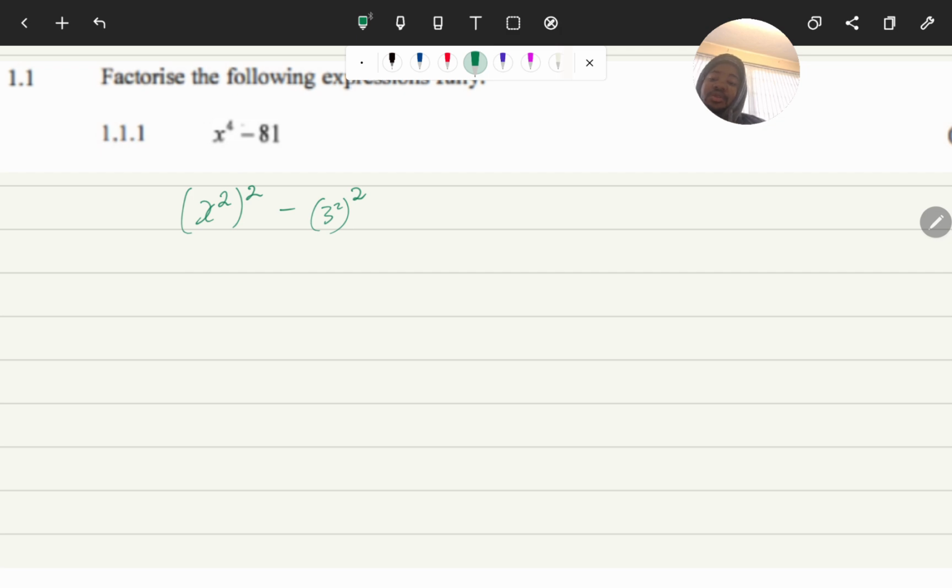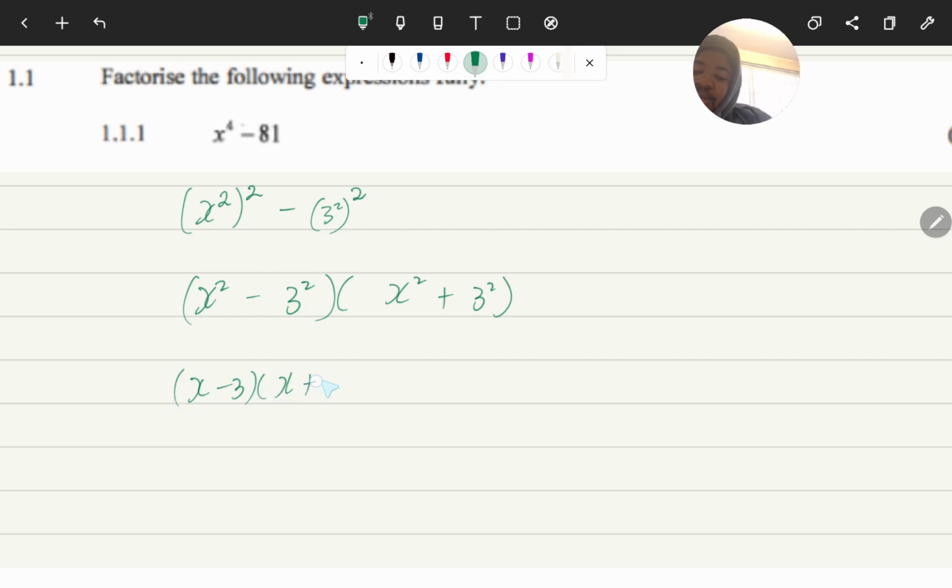Yeah, but difference of 2 squares, so I'm focusing on my brackets. So I'm gonna have x squared minus 3 squared, right? And then I'm gonna have x squared plus 3 squared, right? Here I have difference of 2 squares, so I'm gonna have x minus 3.